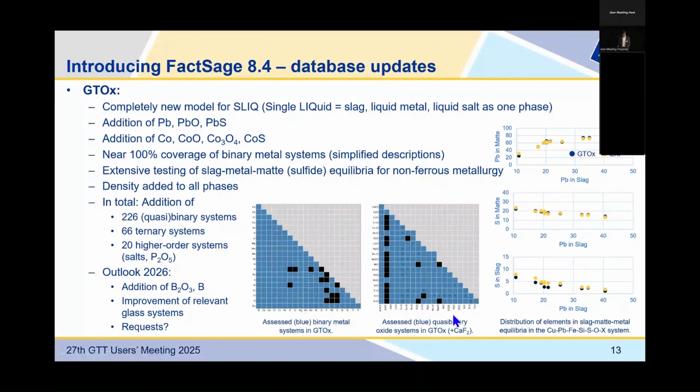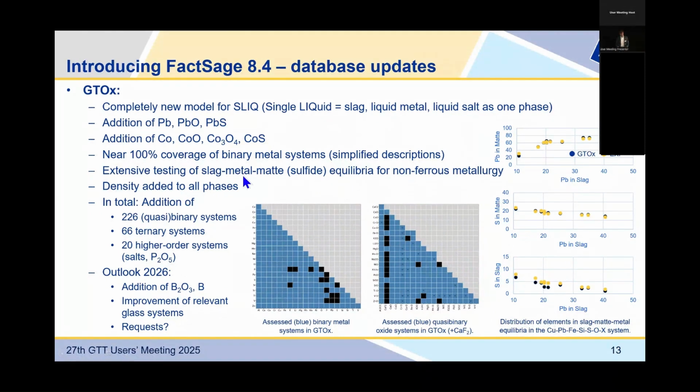Also here you see the assessed binary or quasi-binary oxide systems. Again, a very, very large coverage with the small black column that you see here. This is the calcium fluoride, where only a few systems are actually included here.